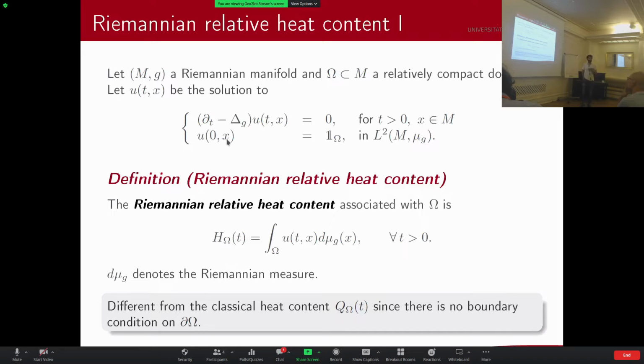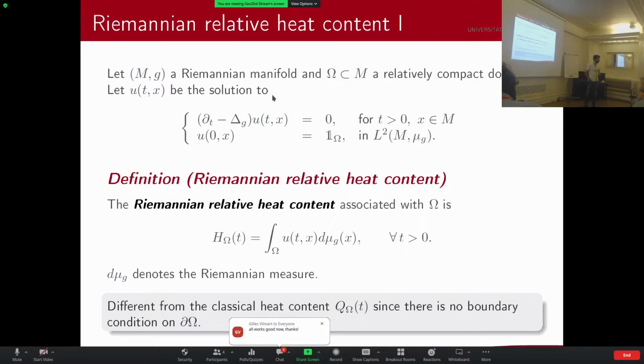As a motivation, let's look at what happens in Riemannian geometry. We start from a complete Riemannian manifold (M, g) and Omega, a subset of M, which for the moment we can think of as open and relatively compact. Then we can study the Cauchy problem for the heat equation with the initial data given by a uniform initial temperature distribution equal to 1 on the set Omega, so the characteristic function of Omega. Here, this operator denotes the Laplace-Beltrami operator.